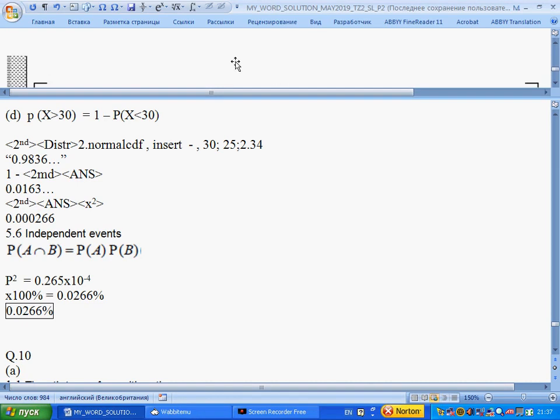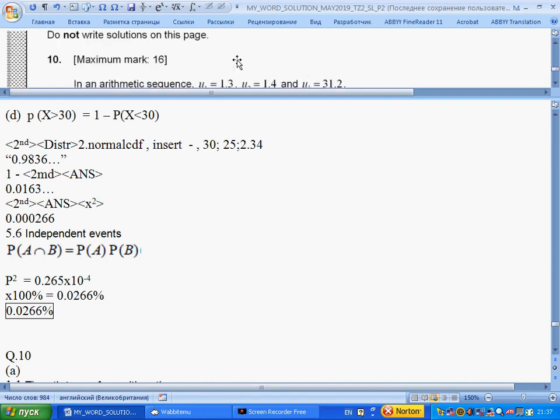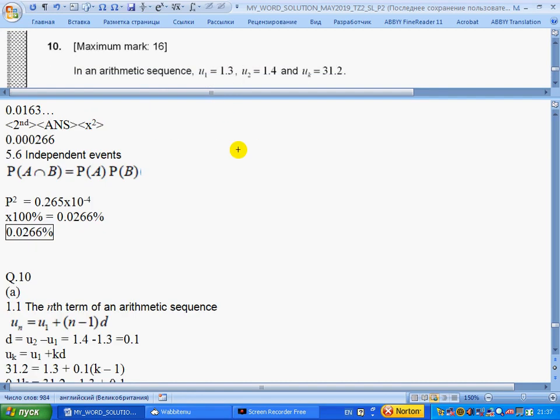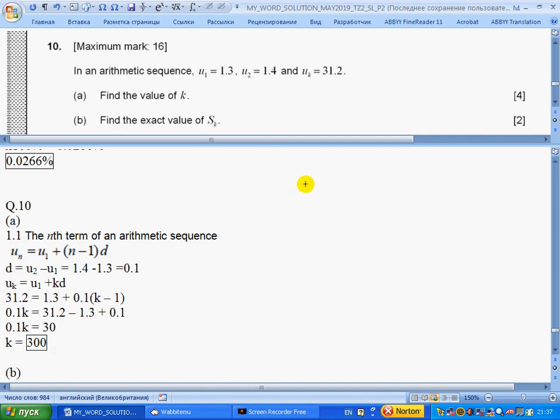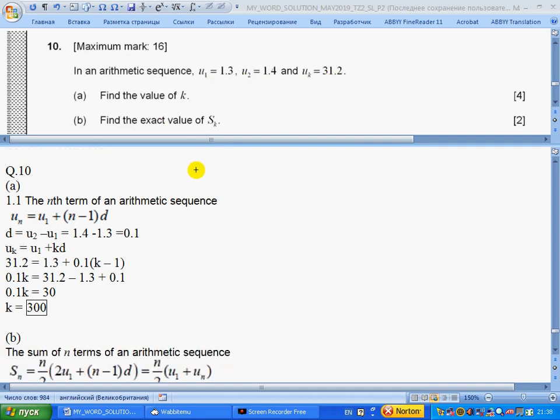Now we come to question 10. Question 10. In an arithmetic sequence, u1 equals, u2 equals, and uk equals, find the value of k.